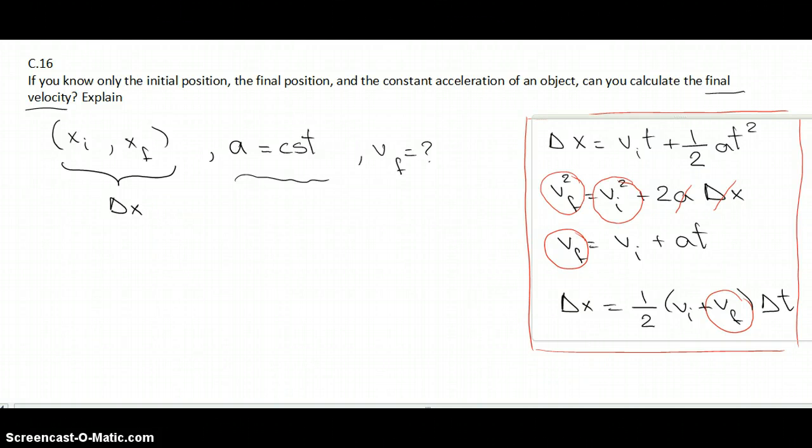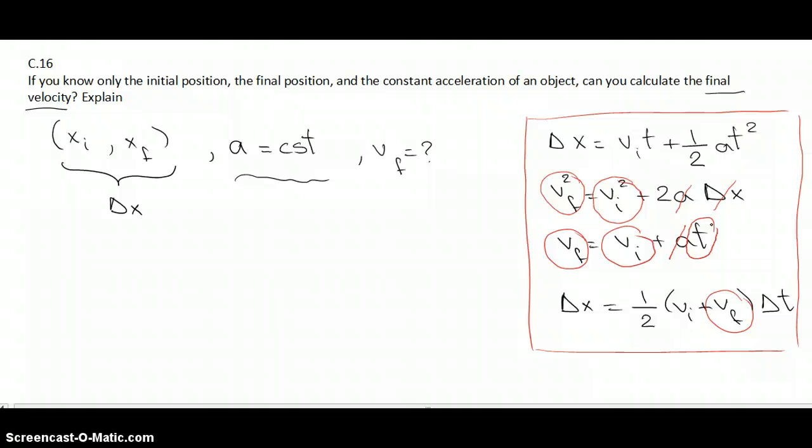So let's look at the second formula. It gives me Vf, the final velocity. Do I have the initial velocity? No, again. Do I have the acceleration? I do. Do I have the time? I don't. Three unknowns in this formula. Again, it's not useful. Let's look at the third one.